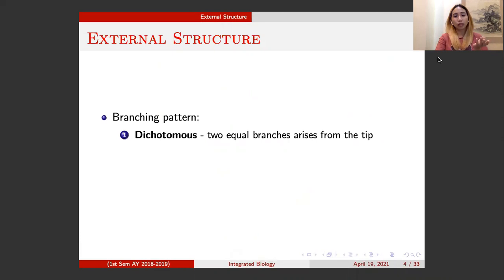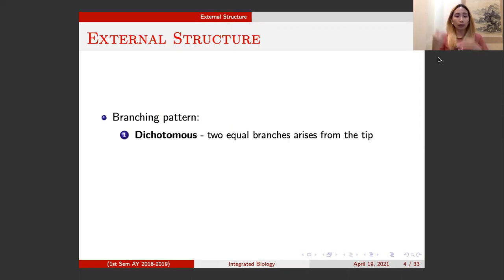Here we are also giving you an example of a branching pattern that can be found in lower vascular plants. And that is basically the dichotomous branching pattern, where you will notice two equal branches arising from the tip of the stem. Okay, so once again, I will give emphasis on this. Dichotomous branching pattern is a primitive branching pattern that can only be seen in lower vascular plants. Okay, in higher vascular plants, we do not see the dichotomous branching pattern.